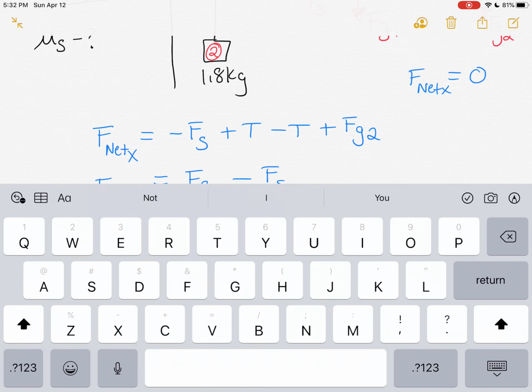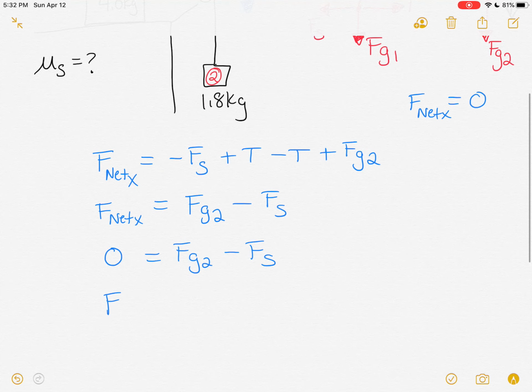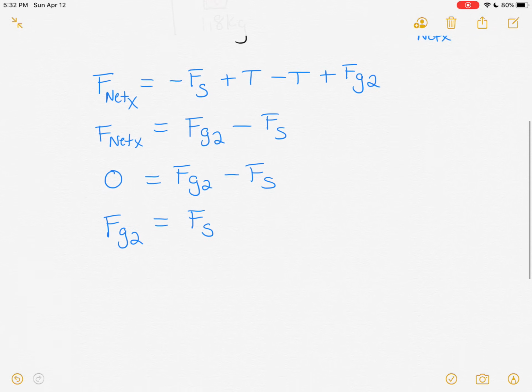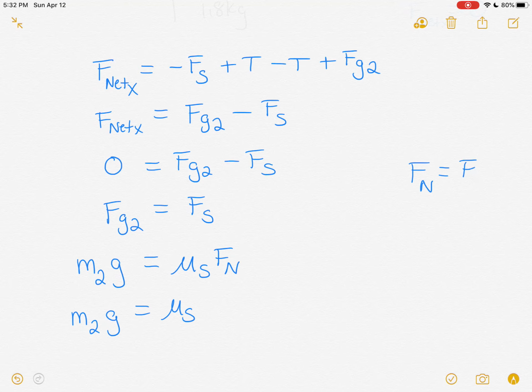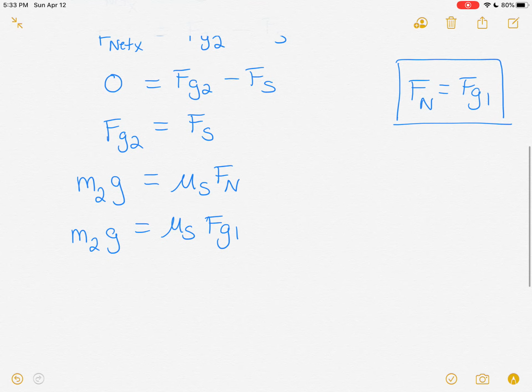So we're going to rearrange a little bit. I can rearrange, just to show that my Fg2 will actually end up being equal to my Fs. And I'm going to substitute some formulas in here. So Fg2 I know is really the mass of block 2 times g. And Fs, I know the formula is really mu s Fn. And I'm going to keep doing a little bit of substitution here, because I also know that Fn for block number 1 is going to be the Fg for block number 1. So this is for block number 1. And so I can substitute Fg1 here.